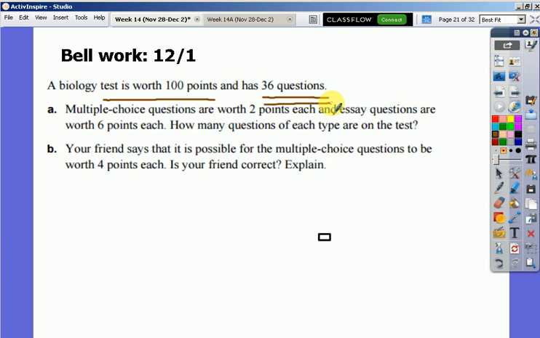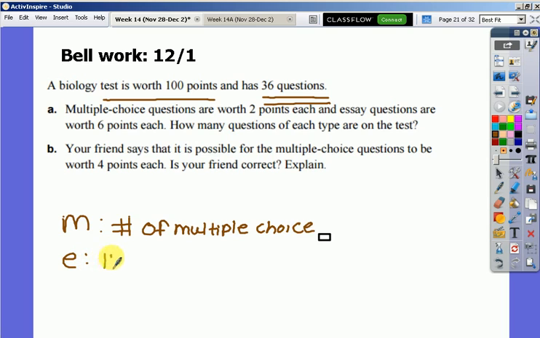So, the very first thing that you want to do is indicate what your variables are. So I'm going to say m is the number of multiple choice questions, and e, I'm going to say, is the number of essay questions. Right? So, how can I formulate an equation using those variables and the 36 questions first?